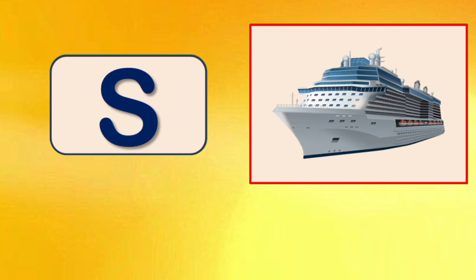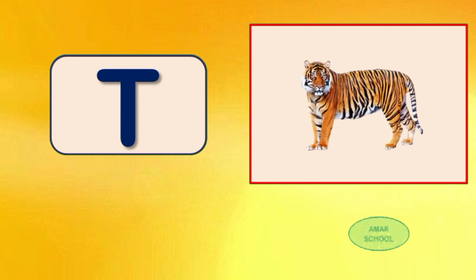S for sheep. This is sheep. S for sheep. T for tiger. This is tiger. T for tiger.